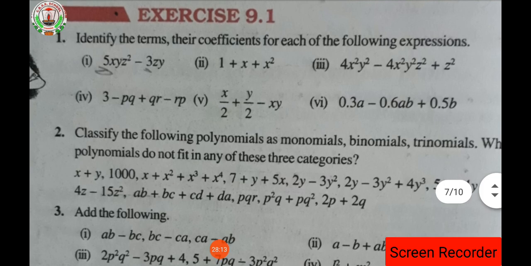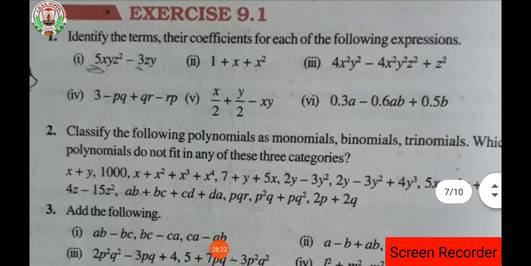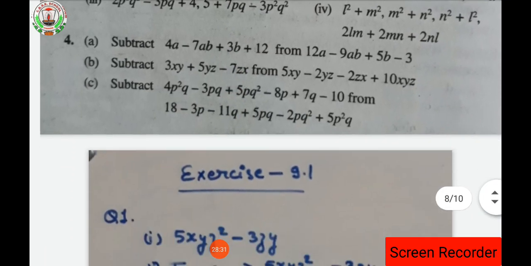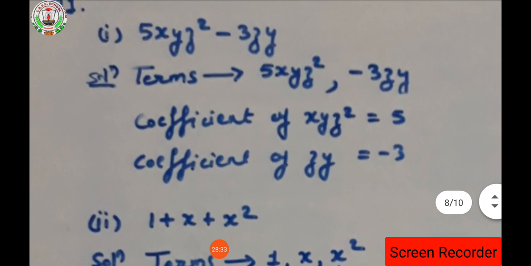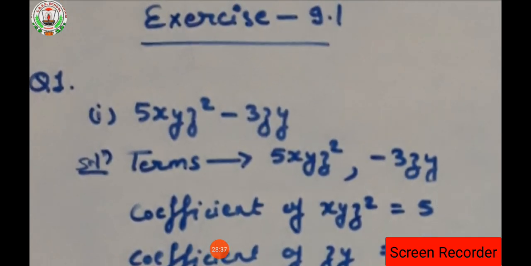Then the second one is: classify the following polynomials as monomial, binomial, trinomial. Which polynomial does not fit in any of the three categories? That also we have to say. Okay, so look at the solution. What is asked in question number 1 of 9.1? It is asked to tell the number of terms, or the terms and the coefficients.